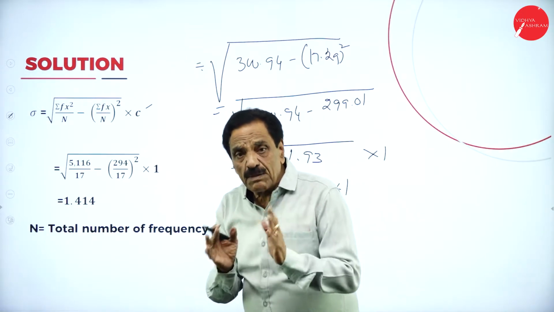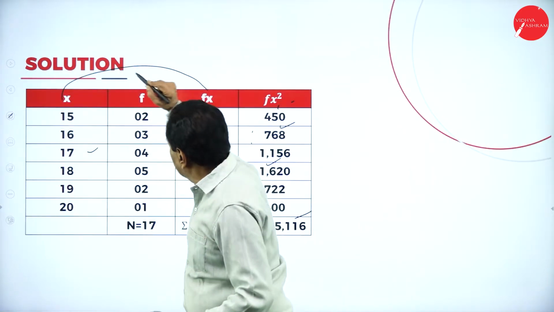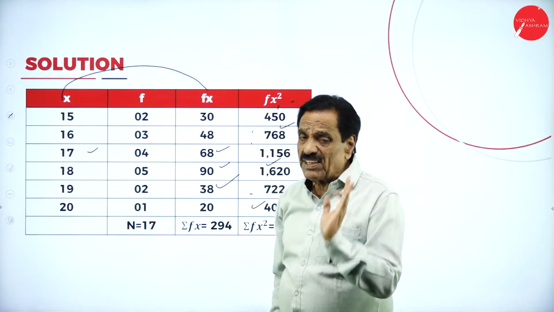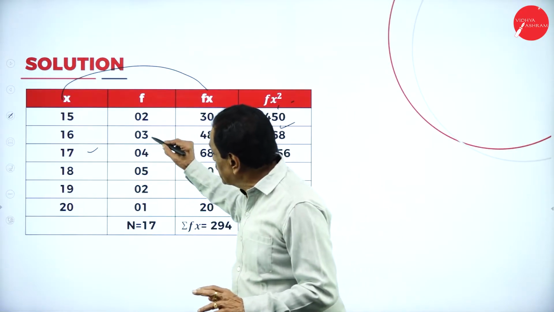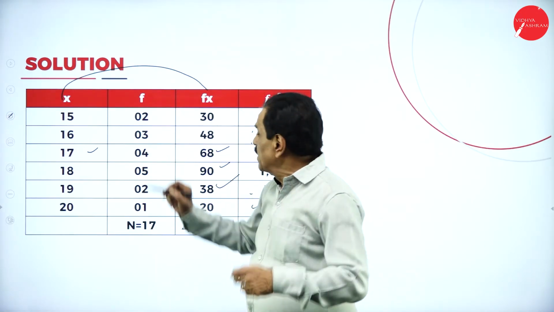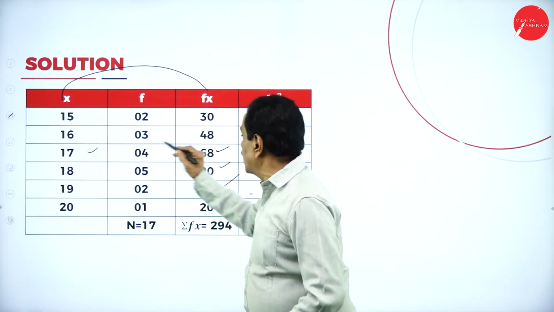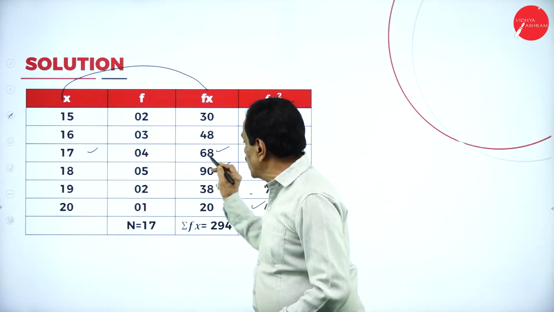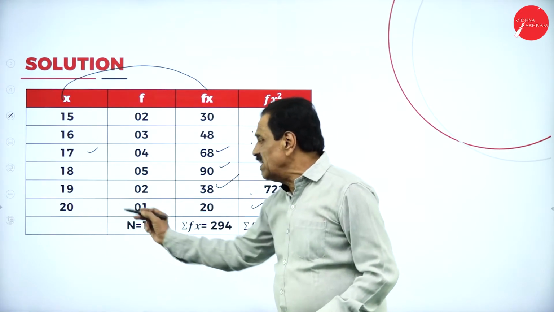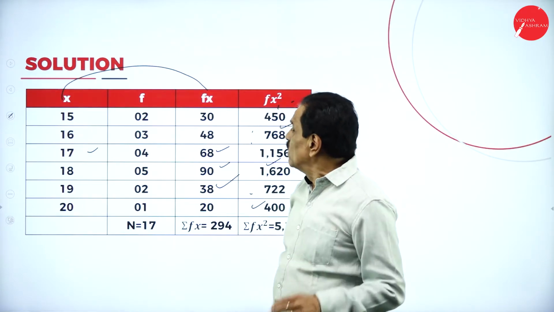So, what is the first step to do? I will explain once again. They will give x, they will give the frequency. Add the frequency first. 2 plus 3, 5. 5 plus 4, 9, 14, 16, 17. What is the next step? F into x. 15 into 2 is 30. 16 into 3 is 48. 17 into 4 is 68. 18 5s are 90. 19 2s are 38. 20 1s are 20. Add the figure. It will be 294.